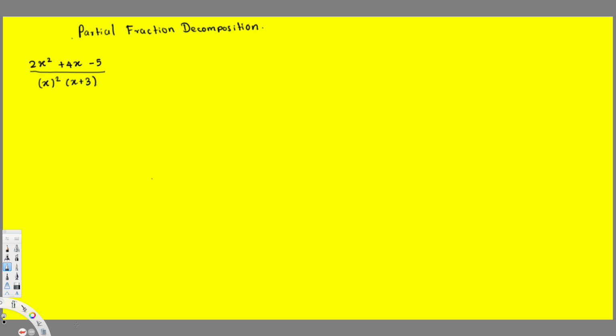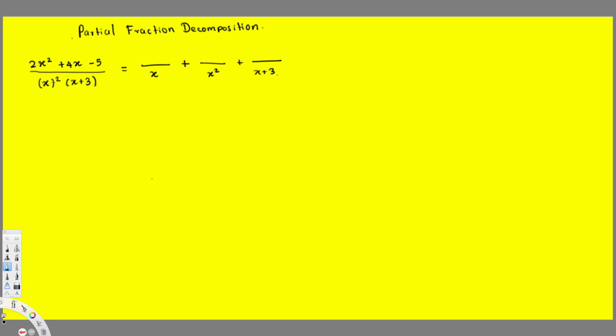What's going on, guys? Let's do the partial fraction decomposition for this expression right here. So first thing, I'm going to separate this into three parts. So let's pick up the fraction first. The first fraction is going to have x in the bottom, the second one is going to be x squared, and the third one is going to be x plus 3.